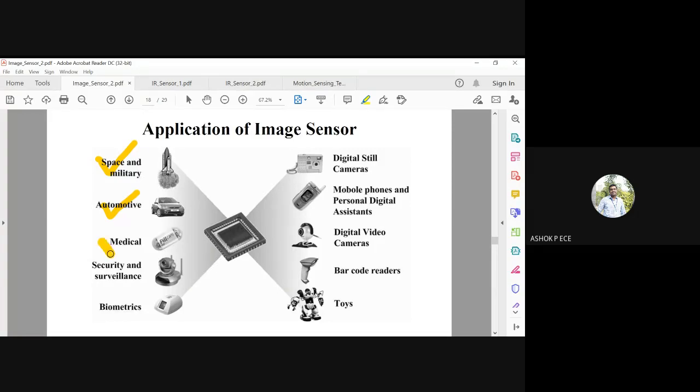Medical, you have a pill which can go inside the body, and doctors can see the path traveled by the pill inside the body. Security and surveillance, everybody is using it in your house. Biometric attendance and authorization, we have seen. Digital still cameras, PDAs, we have seen. Digital video cameras, video cam connected to your laptops. Barcode readers, it's also a form of image sensor, and toys, where you have machine vision in the eyes of the robot. So all these are the different applications of image sensor.